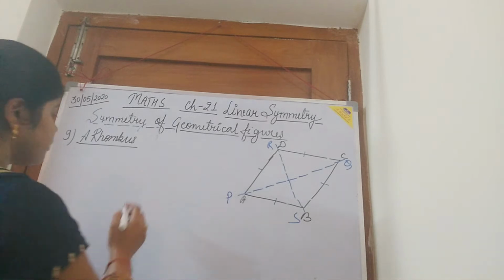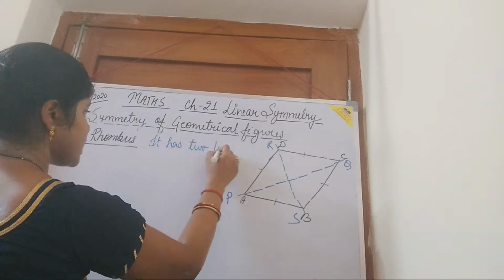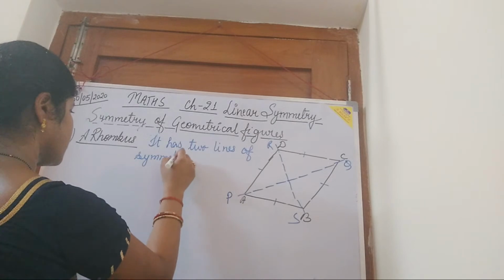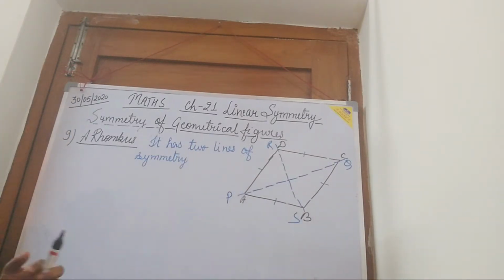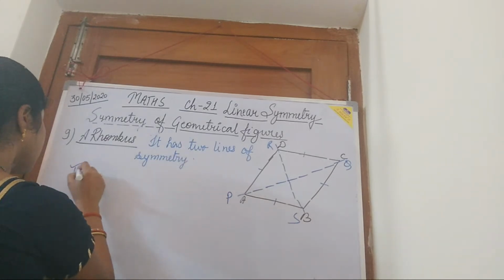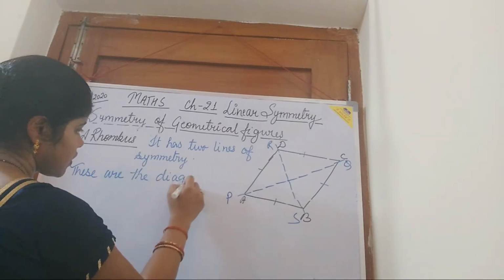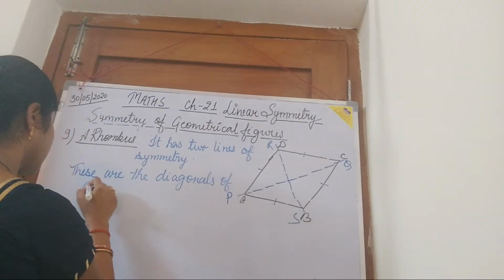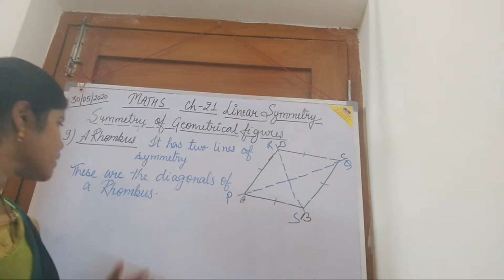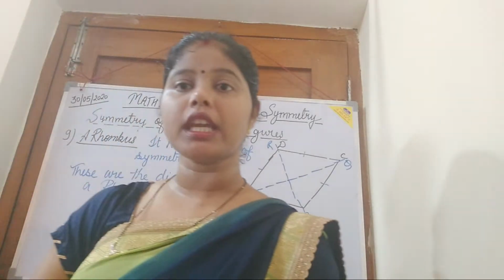So this rhombus has two lines of symmetry, and these are the diagonals of the rhombus. So a rhombus has two lines of symmetry which pass through its diagonals.